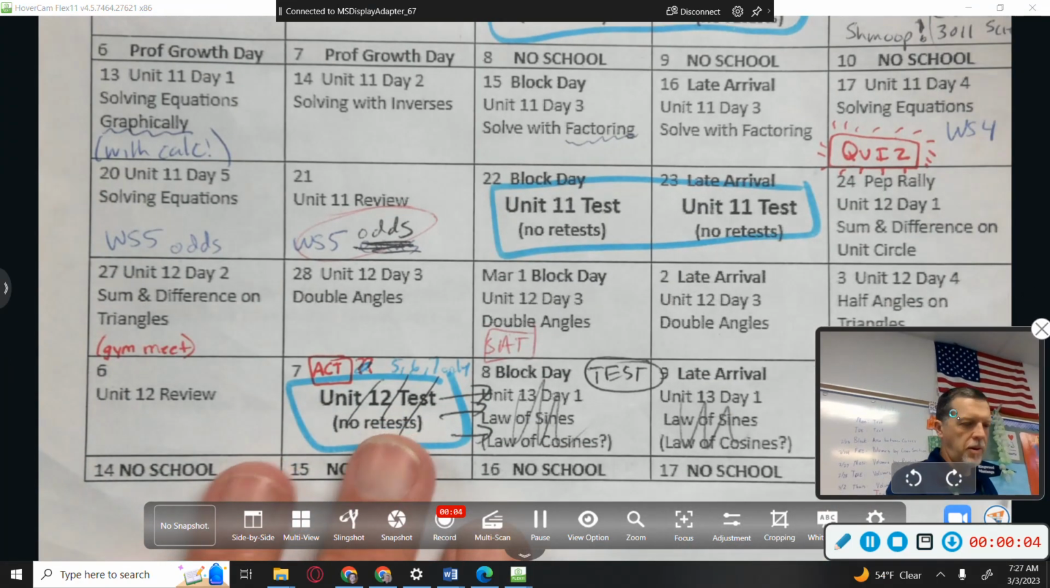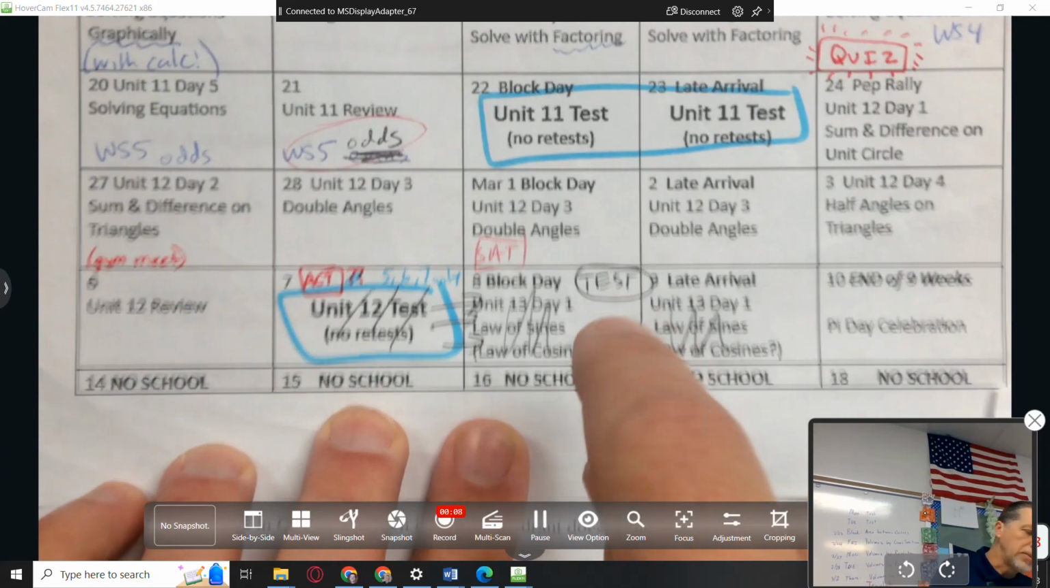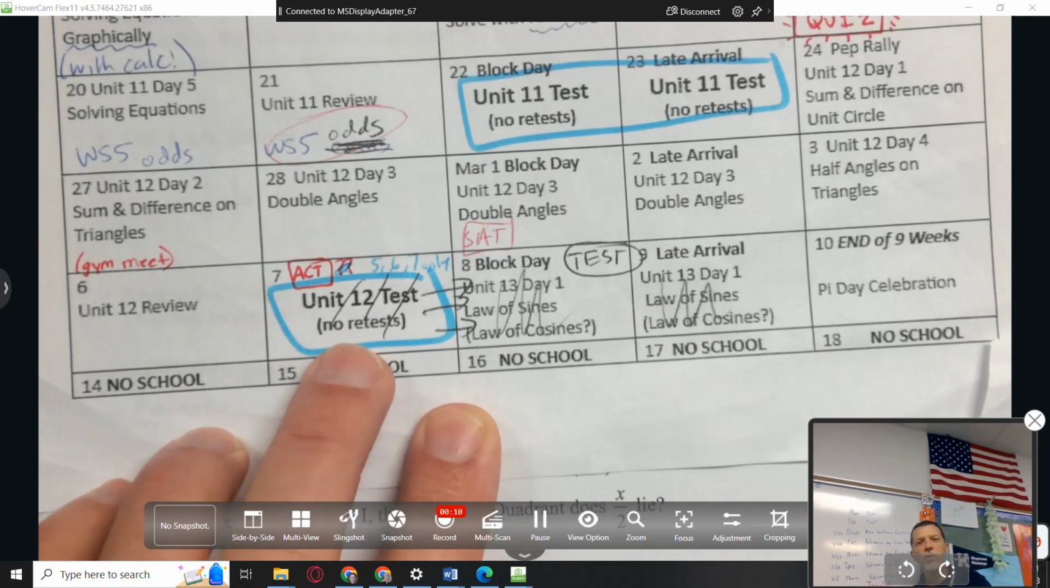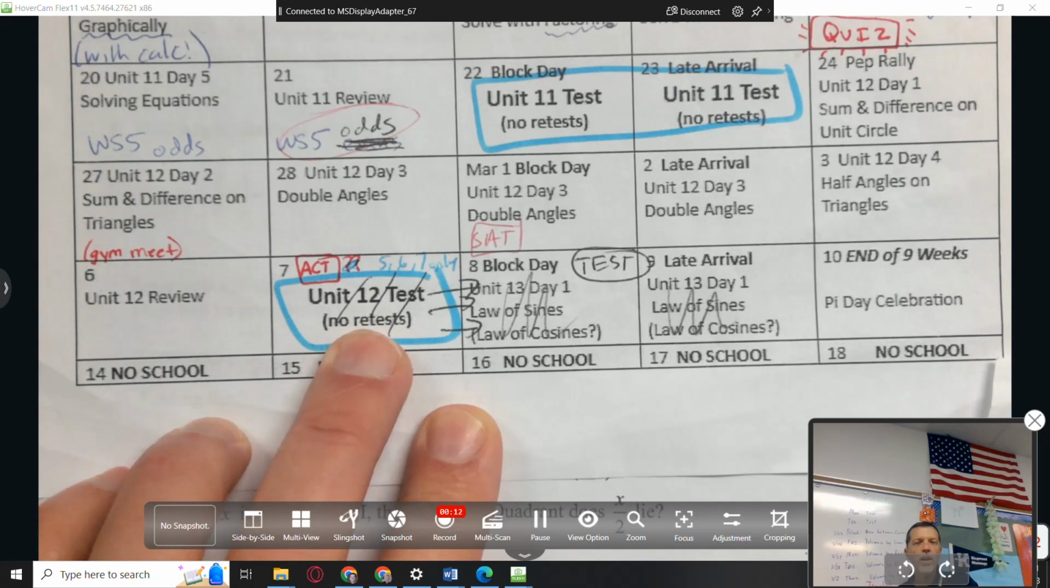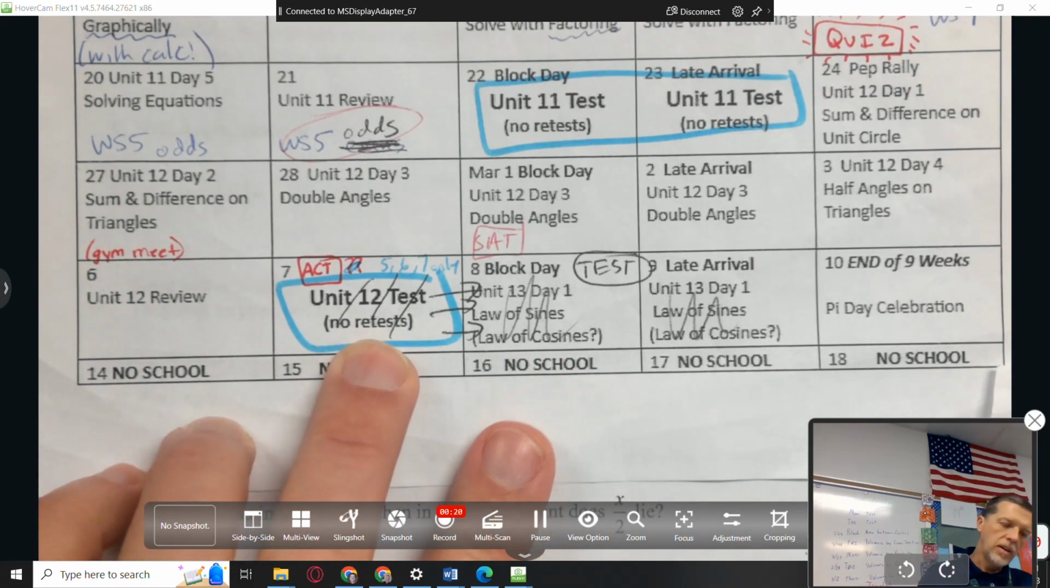Calendar one more time here for those that are watching the video at home. Again, test is next block day, because next Tuesday is ACT, and so I don't see 1 through 4, and 5, 6, and 7 are short. So we'll test on Wednesday, Thursday of next week.